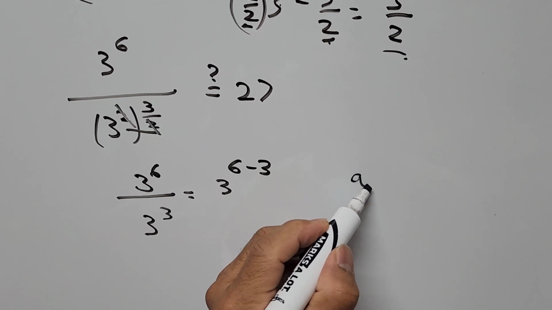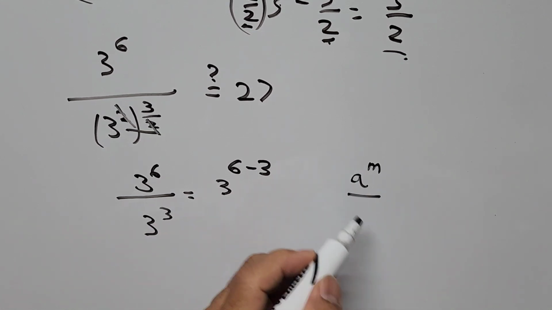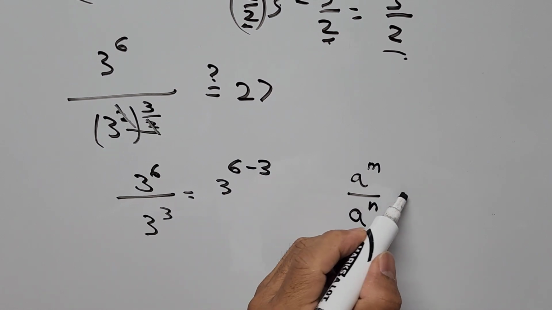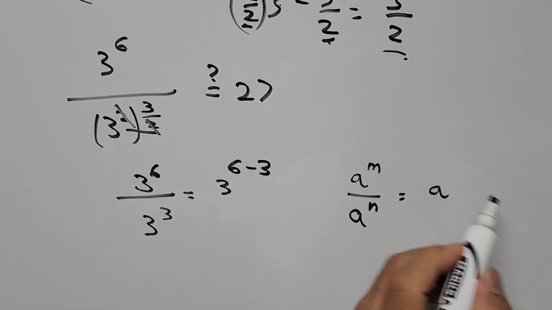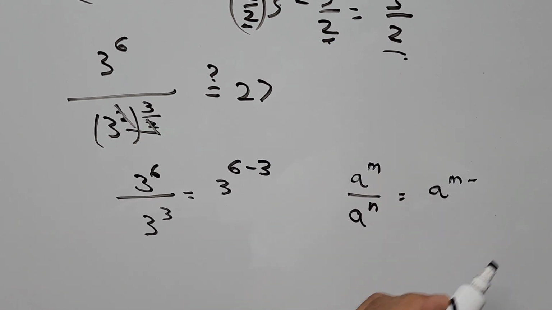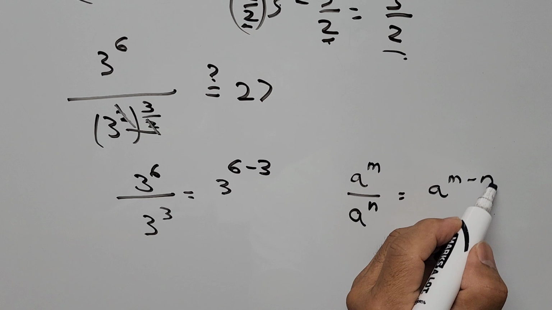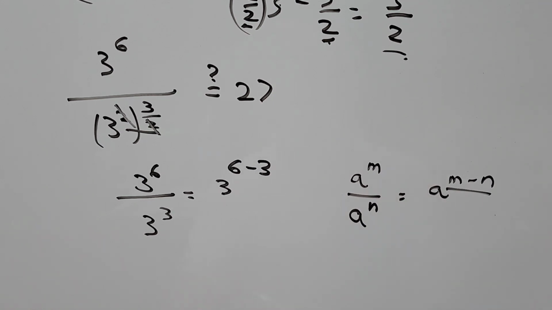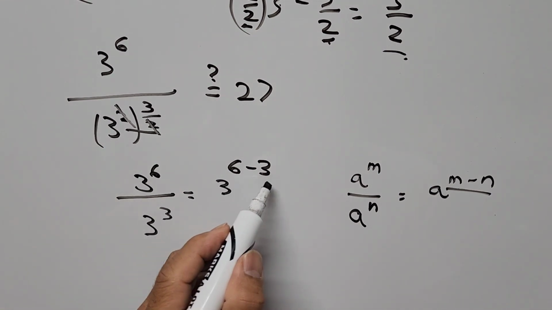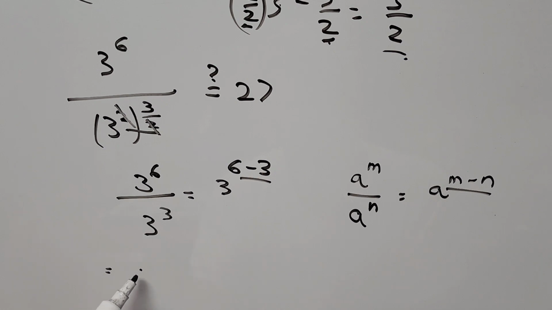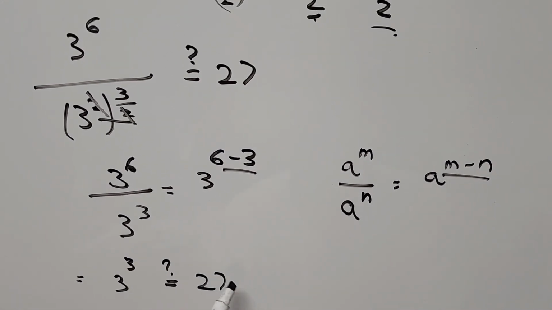So we have base a to the power of m divided by base a to the power of n. This is equal to a raised to the power of m minus the exponent of the denominator, n. Right? So that's the exponent quotient rule. So we have 6 minus 3 as the exponent. This is now equal to 3 to the power of 6 minus 3, which is 3. And is this equal to 27? Yes, it is, right? Because 27 is 3 cubed. So this confirms that the value of x, 3/2, is correct.